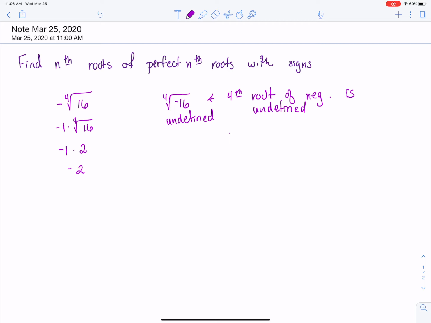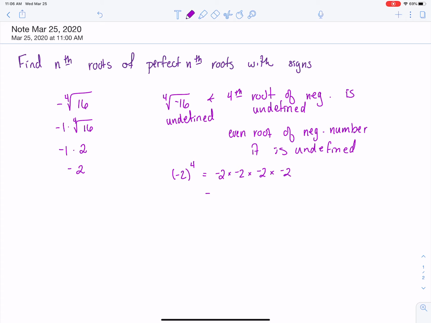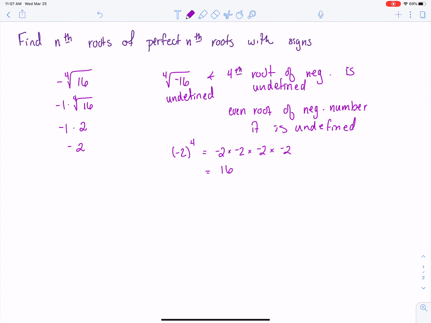And anytime we've got an even root of a negative number, it is undefined. And really why that's always going to be undefined is if we take a negative number, say negative 2, raise it to the fourth power, that's negative 2 times itself 4 times, and that is going to be a positive number. There's no way for us to multiply something by itself an even number of times, like twice or 4 times or 6 times or 8 times, and get a negative number. It's just not going to happen.